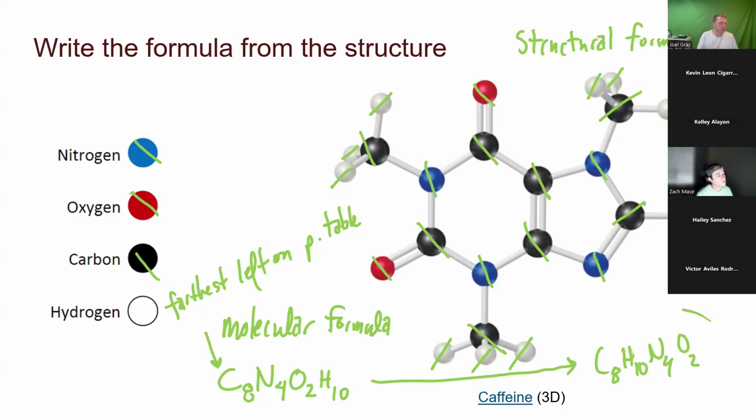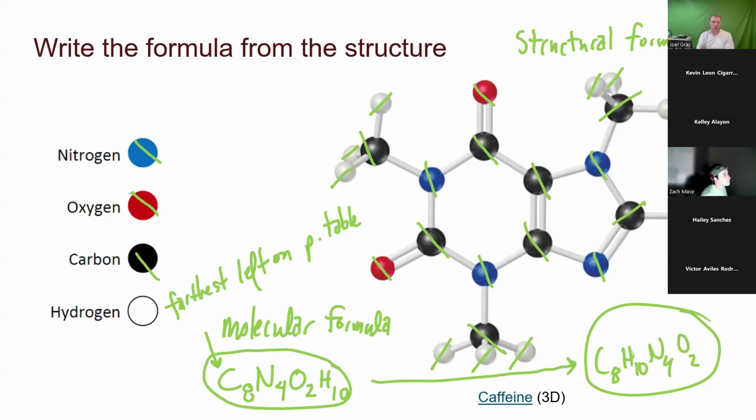H10N4O2. Between these two, or let me just say that the answer options you're going to have on your exams, I'm not going to give you these two as both viable answer options. So that's something that you can account for on your exams.